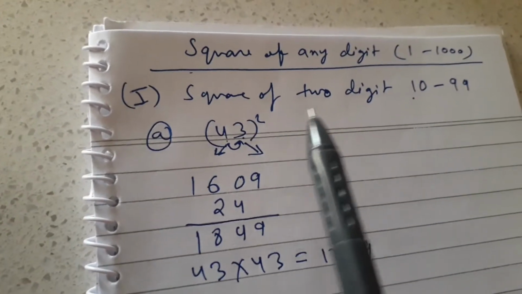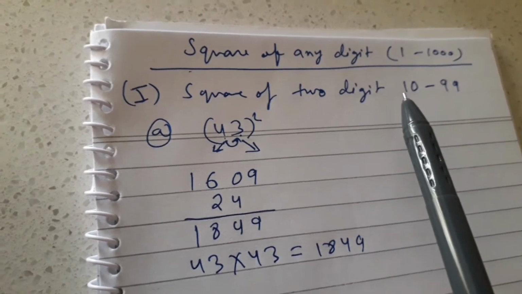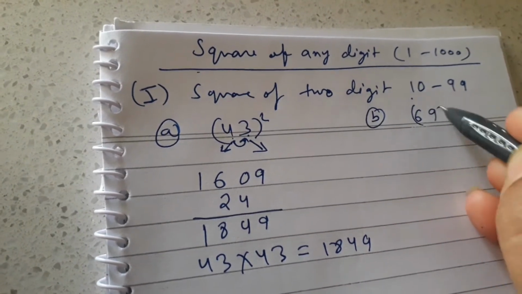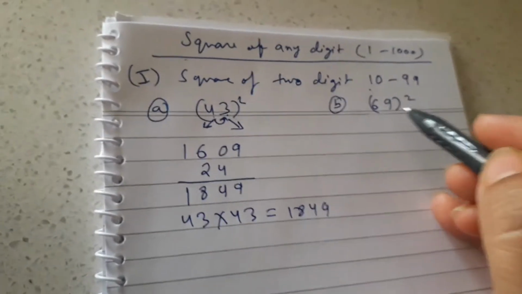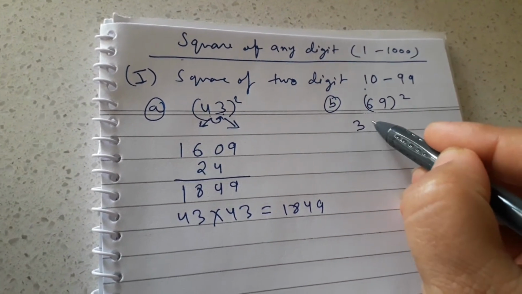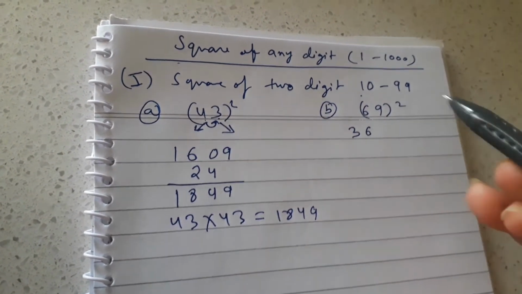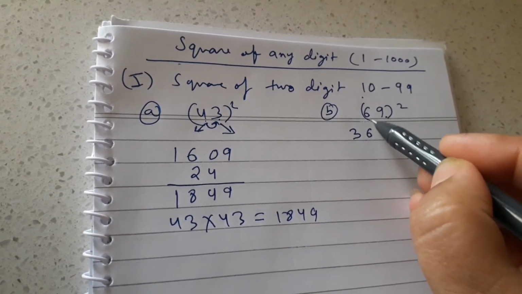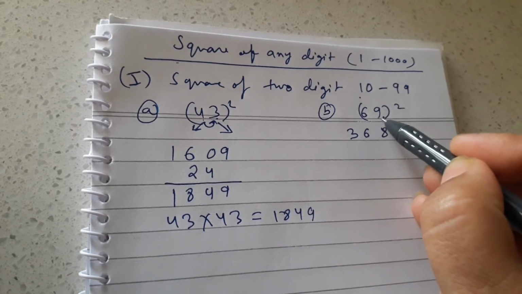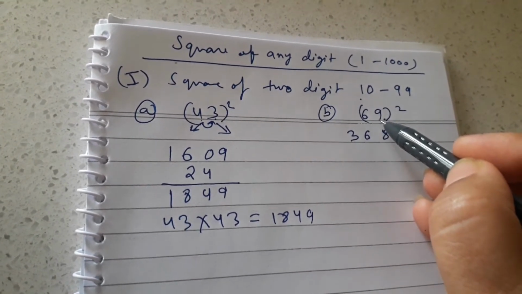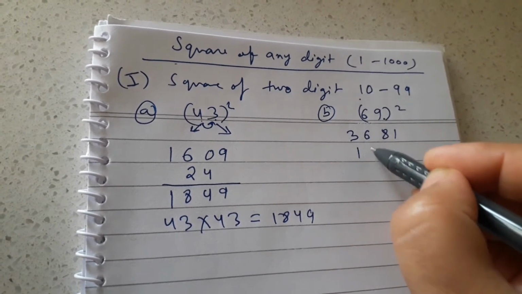This is the trick for the square of any two-digit number. Let's take one more example, it will be more clear. Like 69 square. What will we do first? First take the square of 6 and write it here. 6 into 6, 36. What is the square of 9? 9 into 9, 81. Then multiply both digits, 6 into 9, 54. And then double it. 54 into 2 is 108.